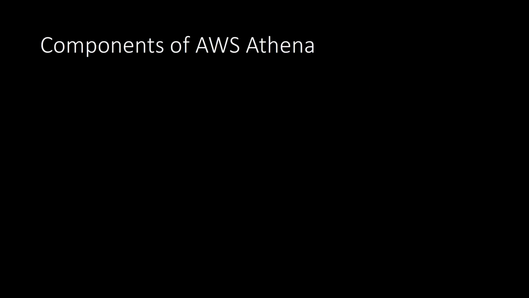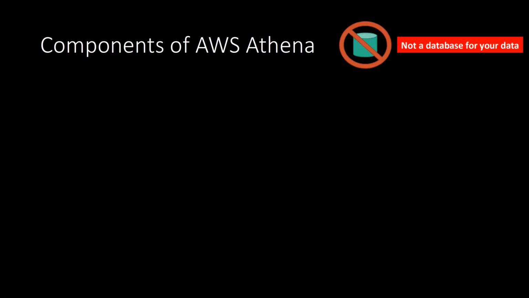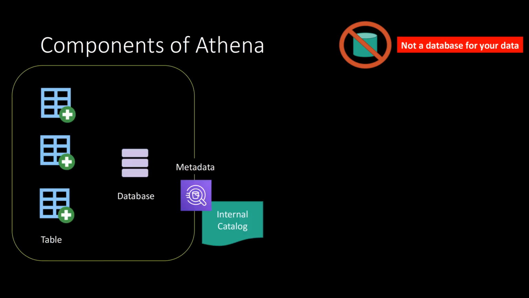Let's talk about some of the core components of Athena. Athena, first of all, is not a database, and it does not store your data, but it has its own internal catalog which stores metadata, or the schema of the dataset, which is your table name, column names, or data types. So when you are trying to make a query, it refers to the metadata or the schema to read the data.